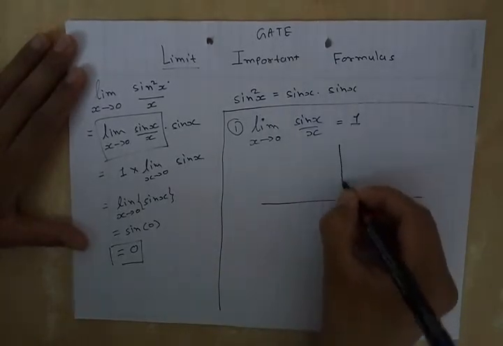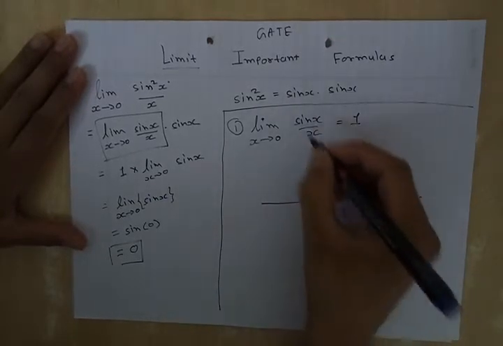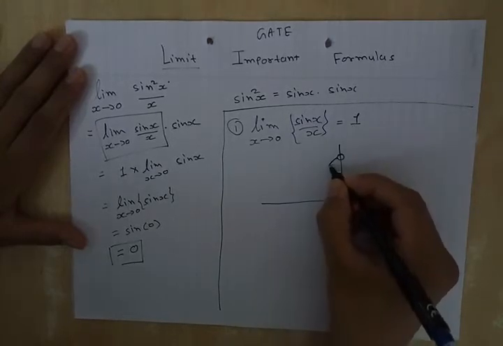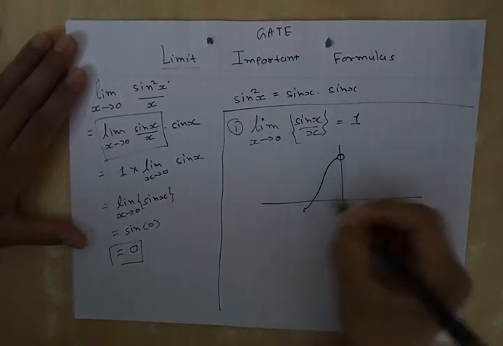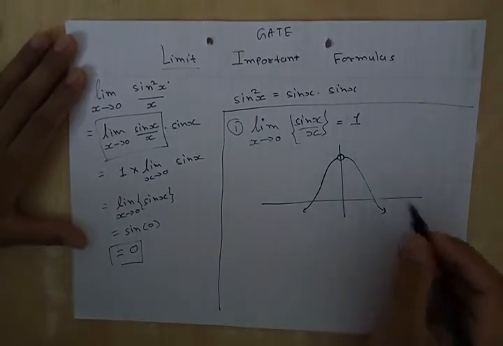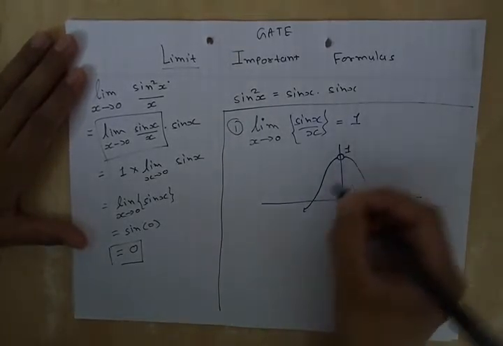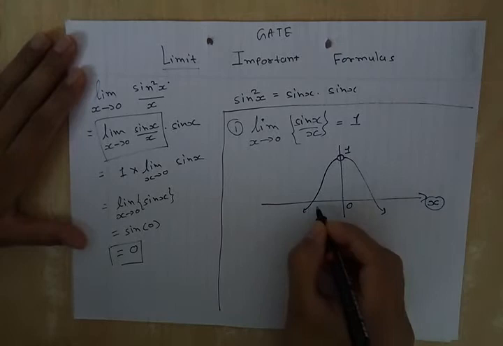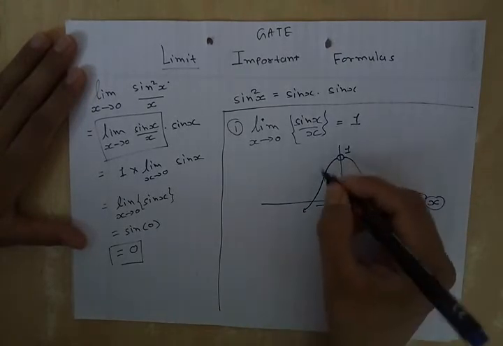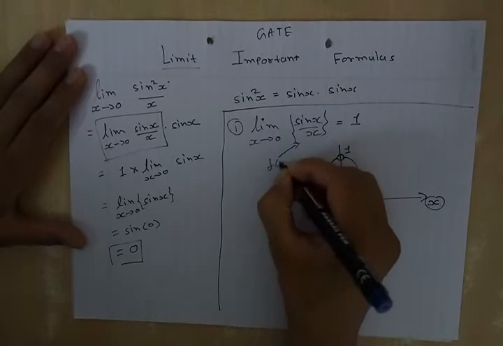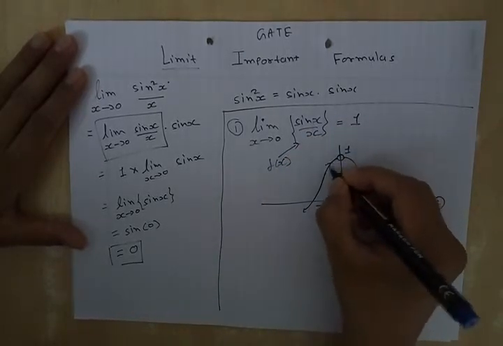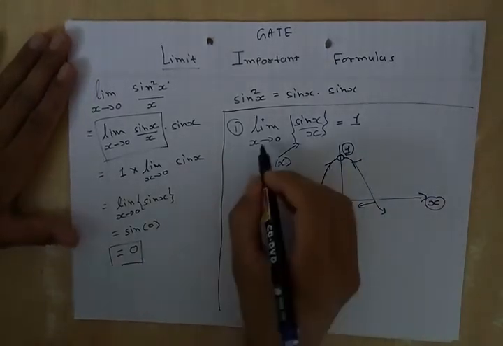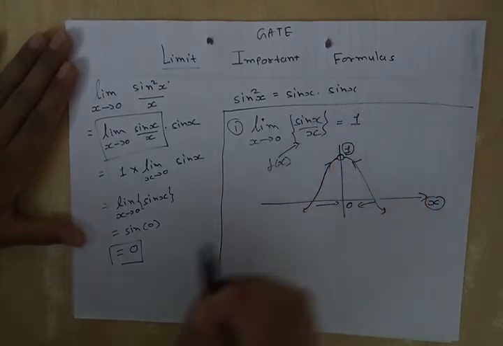So the graph of the function sine x upon x appears like this. As the independent variable x approaches 0 from both sides, f of x, that means sine x upon x, approaches a particular value which is 1. Hence limit x tends to 0 sine x upon x is equal to 1.